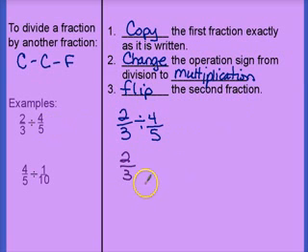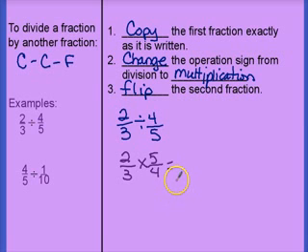First step's done. Second, change the operation sign from division to multiplication. So here we have division, and now we have multiplication. And our third step, flip the second fraction. This is really multiplying by the reciprocal, because that's what we do. When we divide fractions, we multiply by the reciprocal. And an easier way to remember it is copy, change, flip. So 4/5, and we're going to flip it, and it's going to be 5/4.